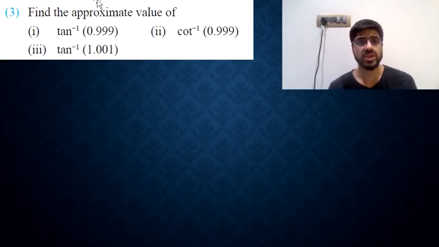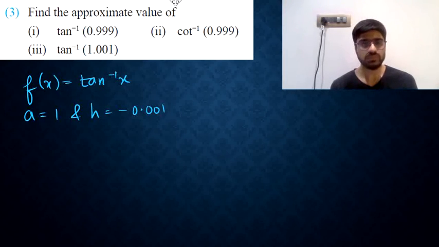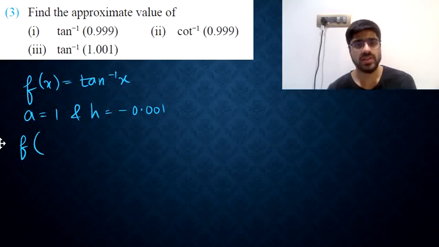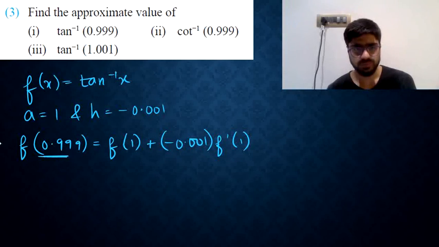Let's continue with the third question. Find the approximate value of tan inverse 0.999. It's very clear that f of x over here will be tan inverse x. And we will say let a be equal to 1 and h be equal to minus 0.001. So f of a plus h, that is f of 1, plus minus 0.001, that is f of 0.999. That should be equal to f of a, that is f of 1, plus h, which is minus 0.001 into f dash 1.